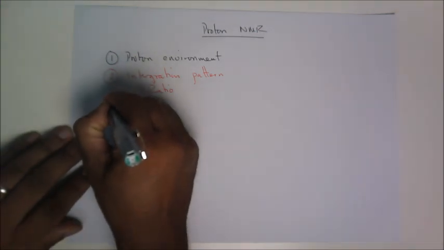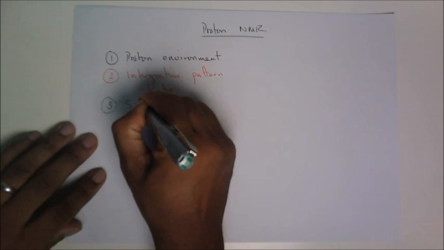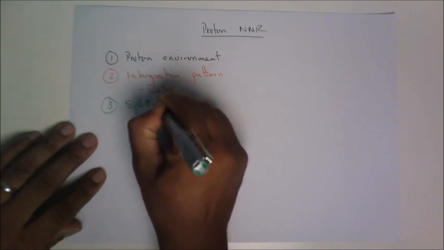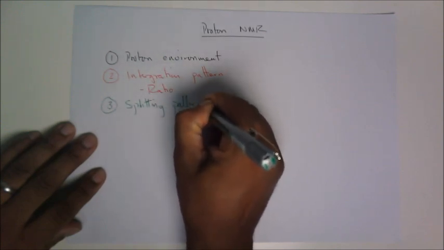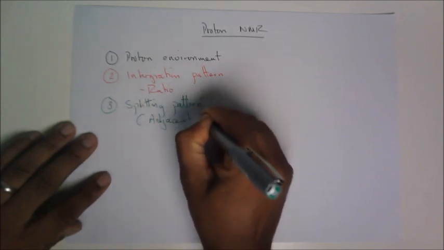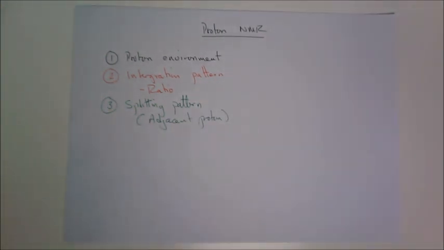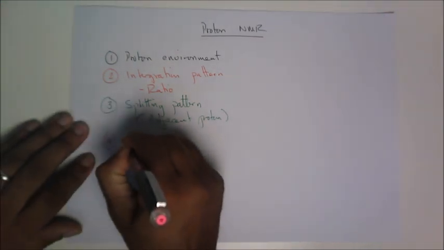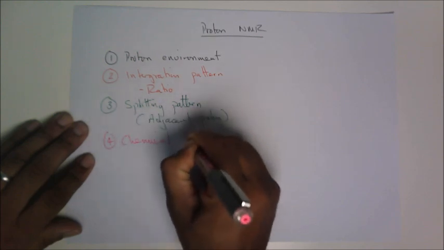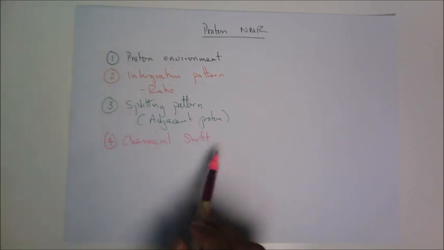The third bit of information is the splitting pattern. So the splitting pattern is all about adjacent protons. It's all to do with how many protons are adjacent to the proton in question. And the fourth one is the chemical shift. That is usually used to work out the functional group. You use the data sheet for that.